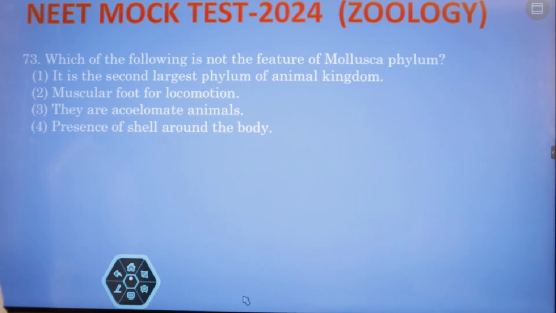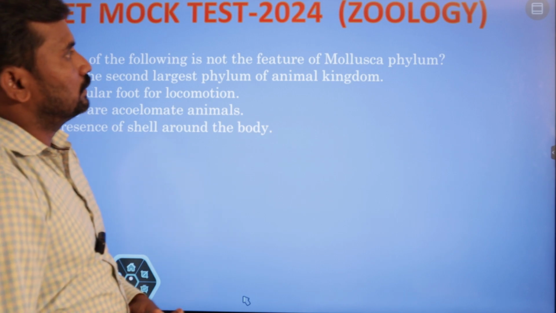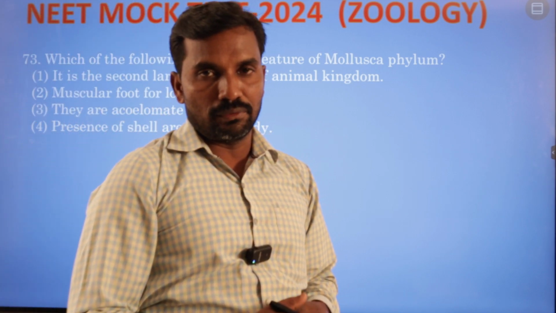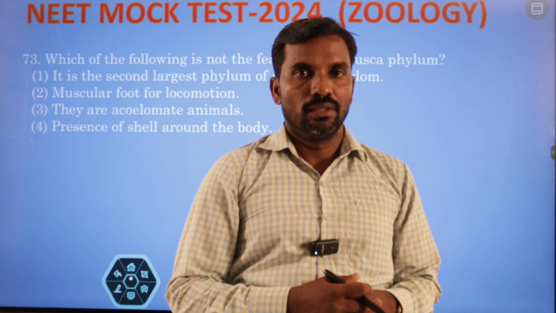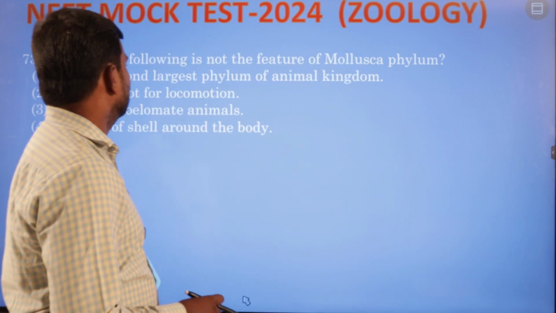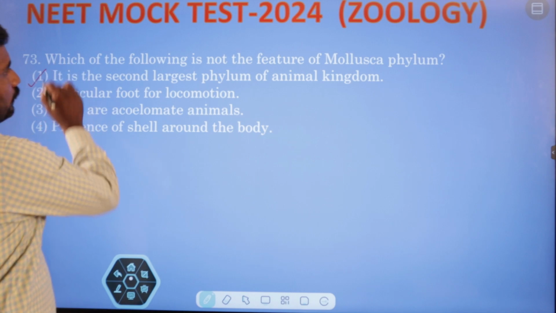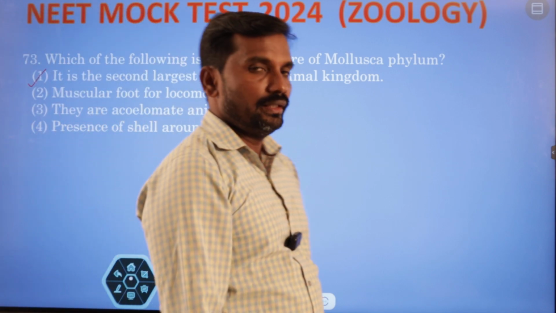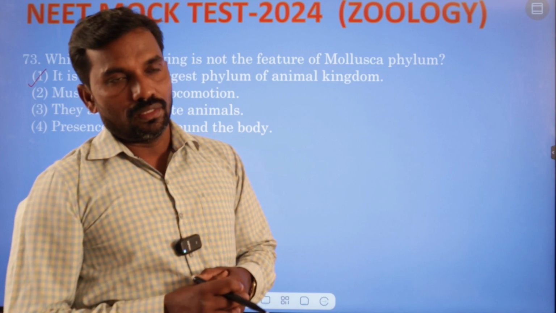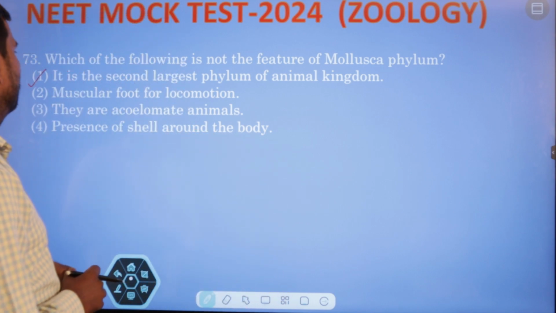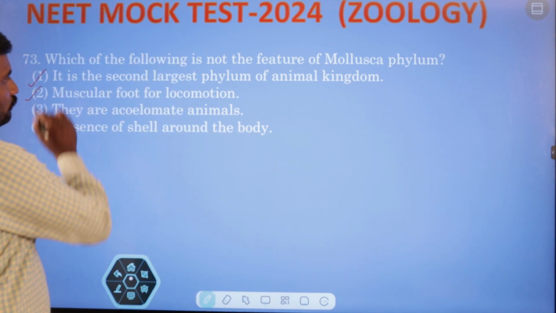Question number 73. Which of the following is not a feature of mollusca? You know very well mollusca are soft-bodied animals, exclusively about 95% in the marine environment. So which are the characters? You know very well this is the second largest phylum of kingdom Animalia. The first largest phylum is Arthropoda, the second largest phylum is mollusca. It uses the muscular foot for locomotion.